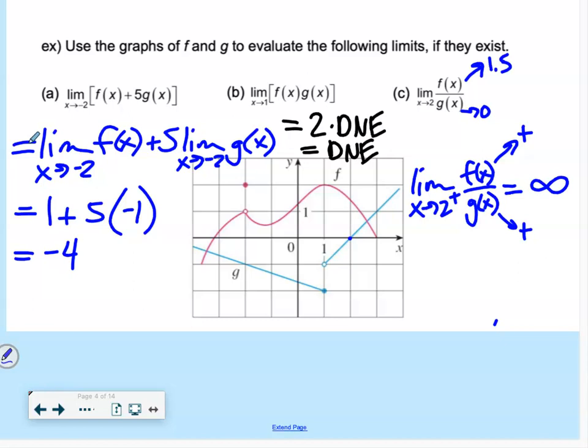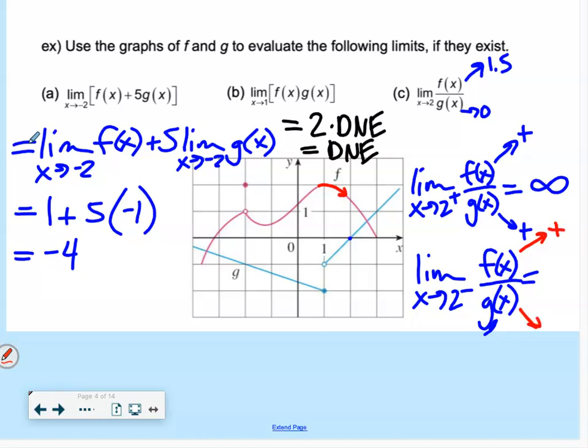All right. Let's try the negatives. Let's see. Who haven't I called yet in that group? Ryan. Hey, Ryan. Hello. How are you? Good. So now we're going to approach 2 from the left. On f, as x approaches 2 from the left, are we positive or negative? Positive. What about on g as x approaches 2 from the left?